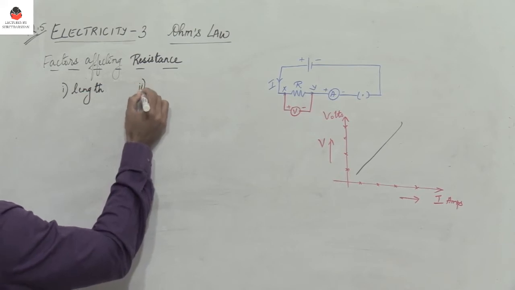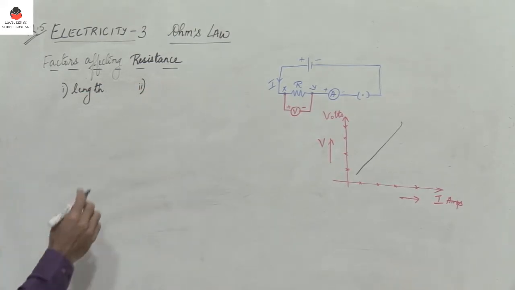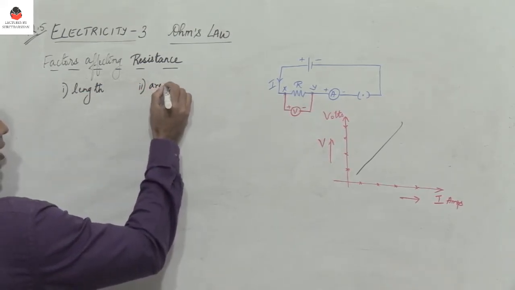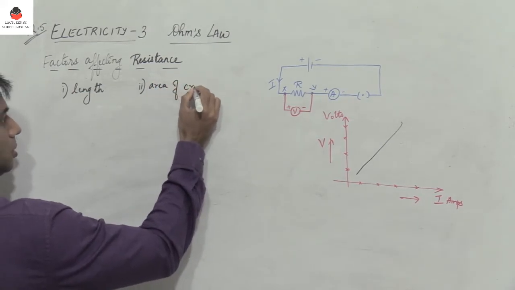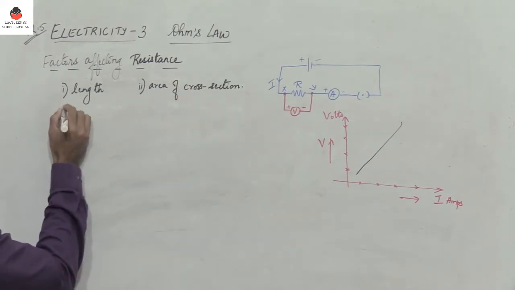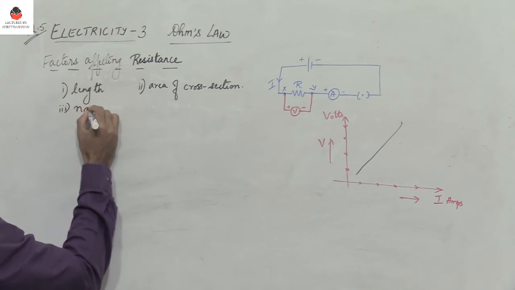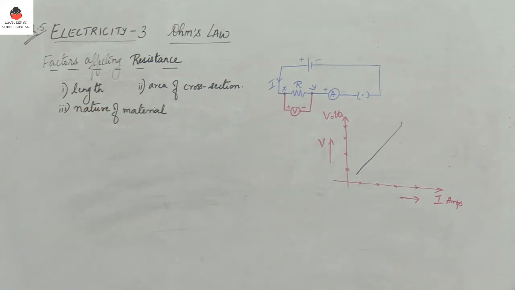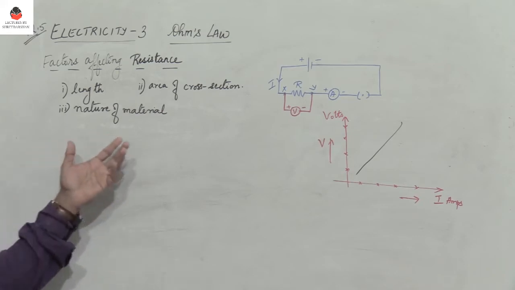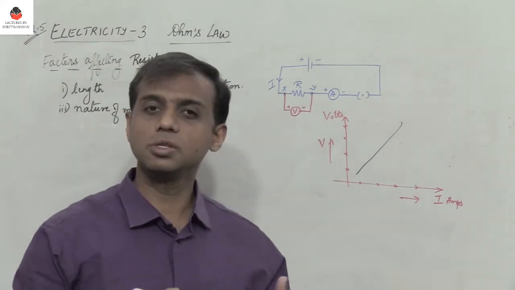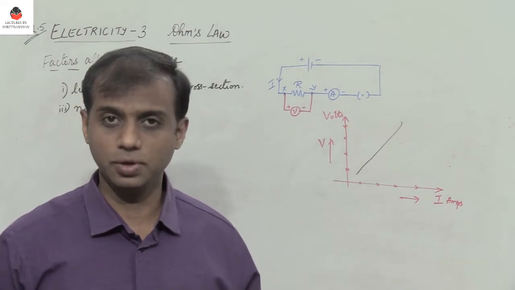The second one happens to be the cross-sectional area, so area of cross-section. And the third one, of course, happens to be the nature of the material. So the factors affecting resistance depend on these three: one is the length, the other one is area of cross-section, and the third thing, of course, happens to be the nature of the material.